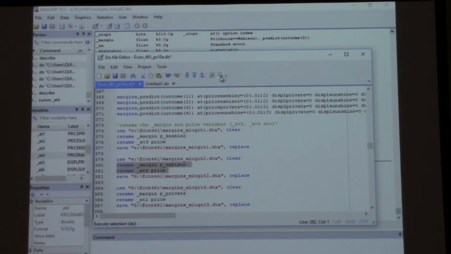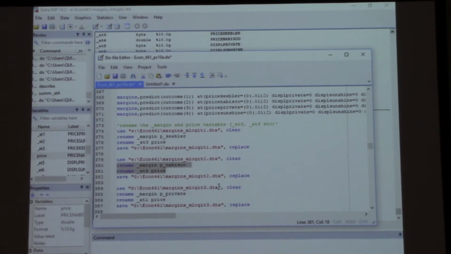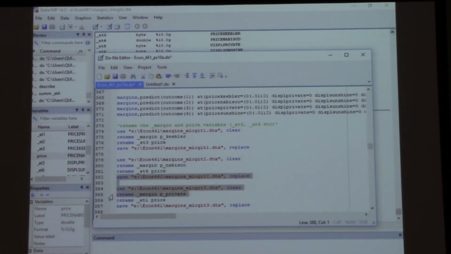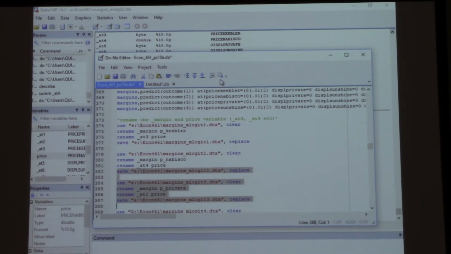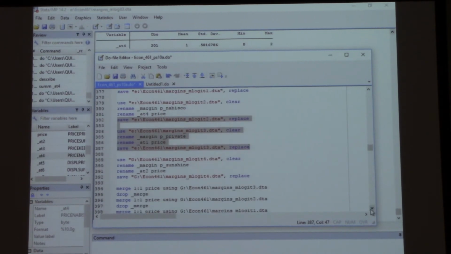Rename. Boom. Change these. Did I do this one? Yeah, there's Nabisco, so there's that. And there's the final one.